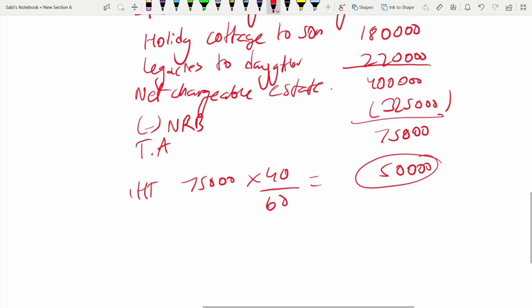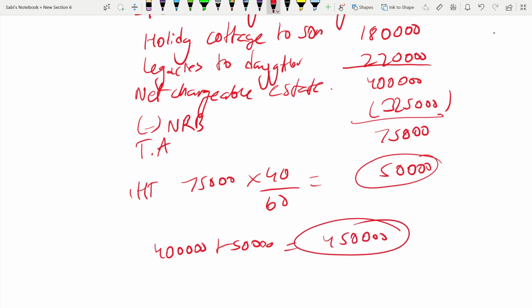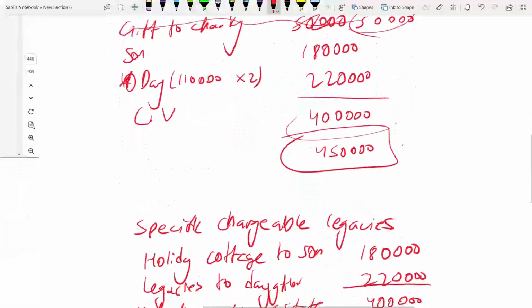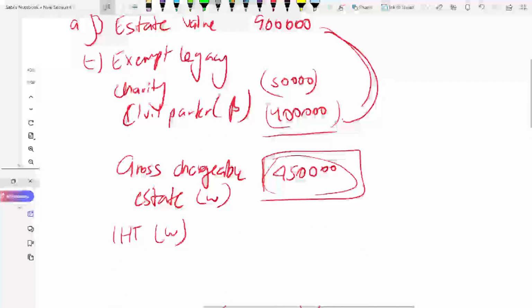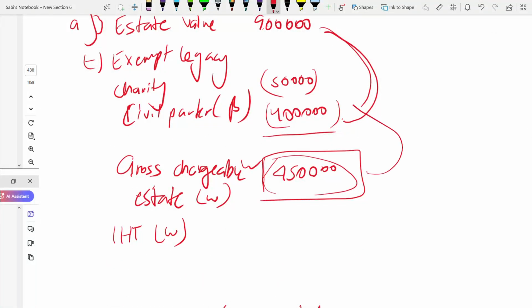Now the gross chargeable estate is 400,000 net plus 50,000 IST, 450,000. This is how you get 450,000 as the estate value here. This is the working for gross chargeable estate. Then you go backwards and get the balancing figure. I'm sorry, not here. It's here. 450. This is the working. You go here and you get 400,000.